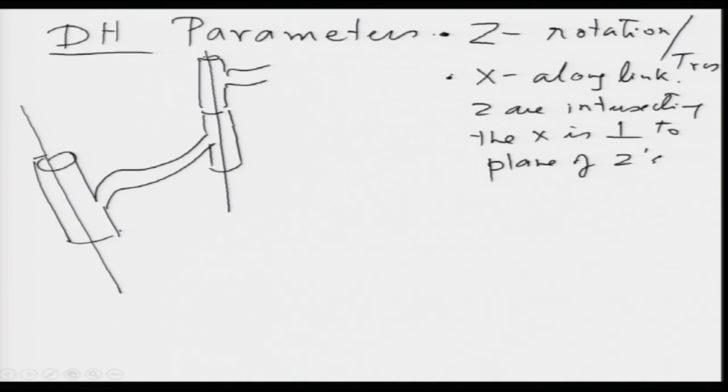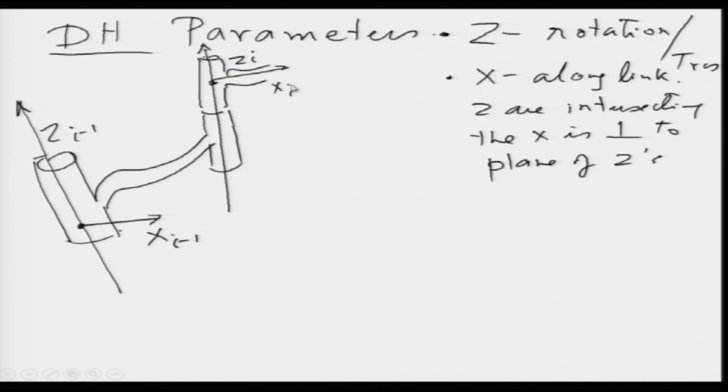So, let us assign our z-axis. Let us say this is our z i minus 1, and the next one is our z i. This is the direction of z. Next, I assign my origin here, and the next origin I assign here, and say this is my x i minus 1. So, this is my x i minus 1, and this is my next x, which is x i.